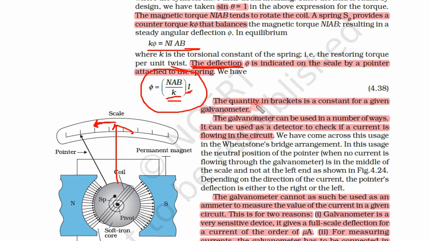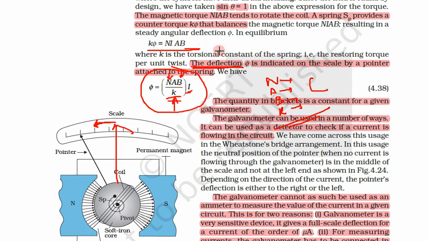If you see, the quantity in the bracket is a constant for a given galvanometer. This N, the number of turns, is constant once we have created the galvanometer. The area of the coil is also constant, because once the galvanometer is fixed, that is also constant. The magnetic field B is also constant, and K is the torsional constant of the spring. So, all these four things are constant.